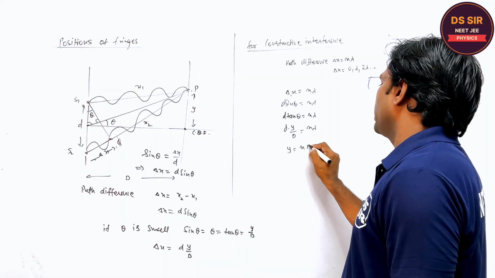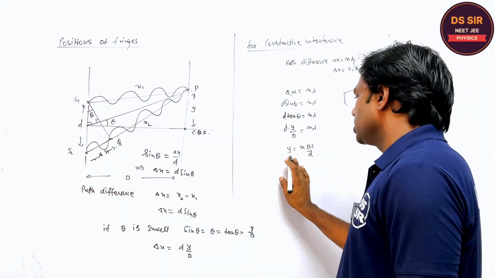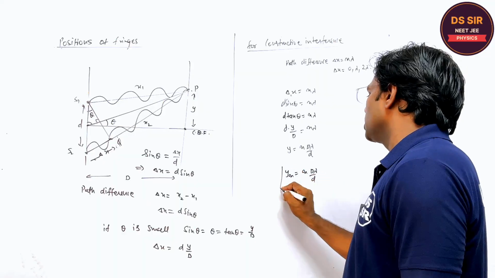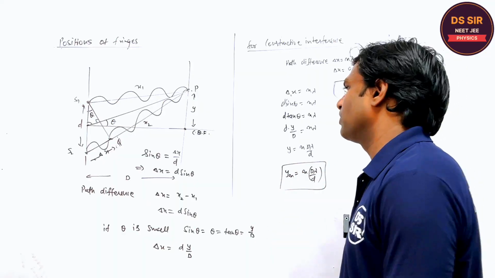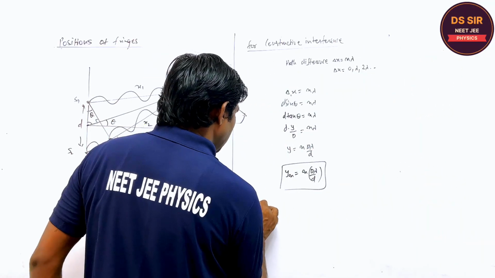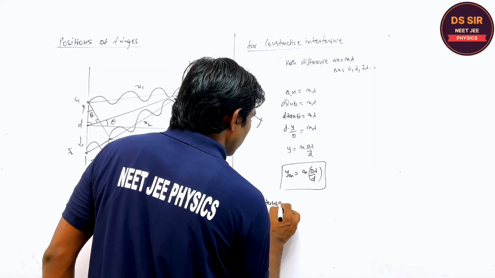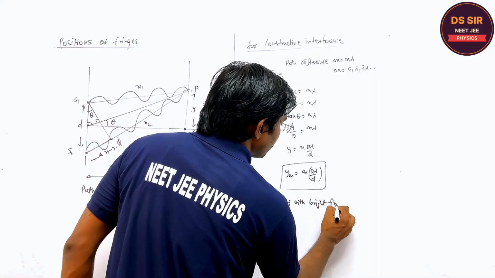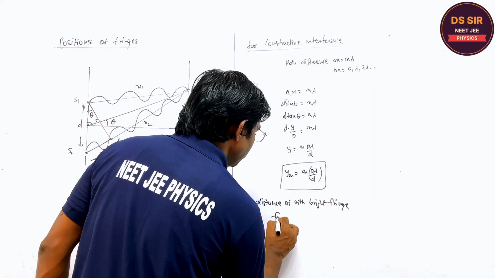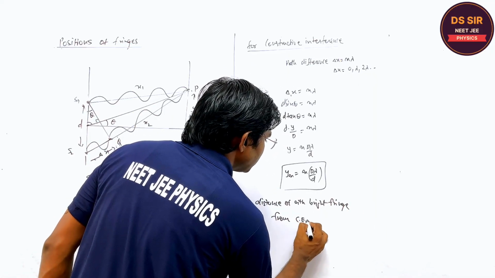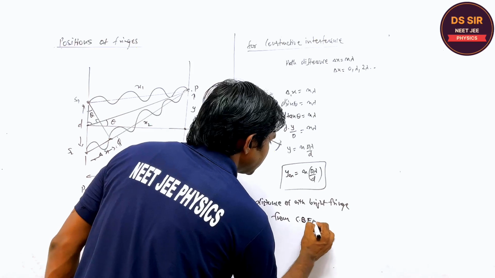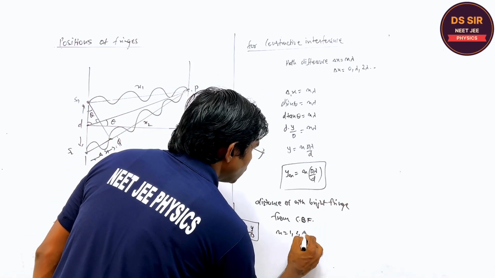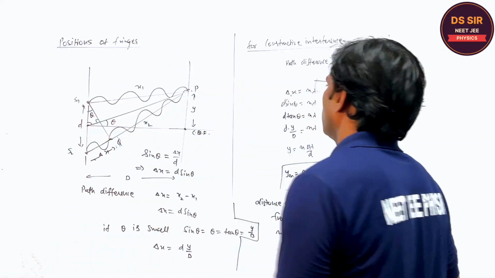So y is equal to n d lambda over d. So this is the position or the distance of nth bright fringe from CBF, or thus from center. Is it clear or not? Where, what is the n? n is equal to 1, 2, 3. Is it clear or not?